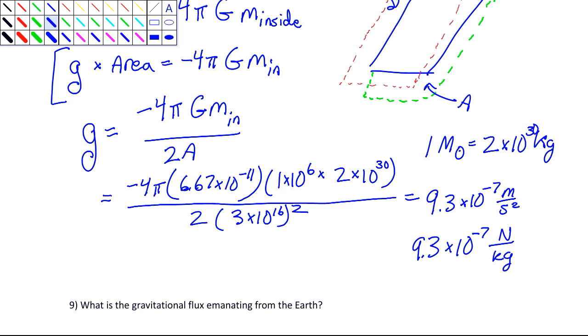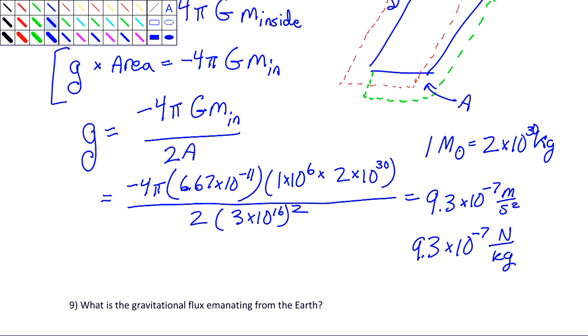So this gravitational field is a measure of force per unit mass. Later when we get into electricity, we'll see that the electric field is a measure of force per unit charge. And that doesn't seem like a very big force, but while this is a very massive structure, it's also spread over a very large area.